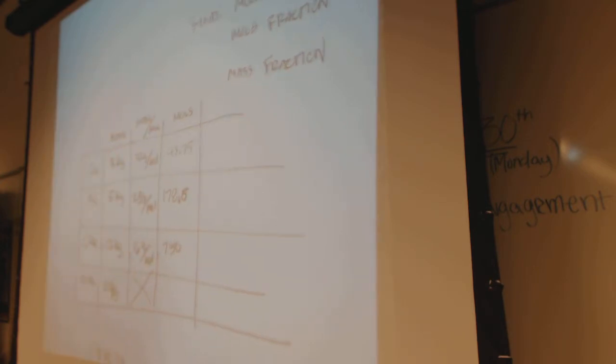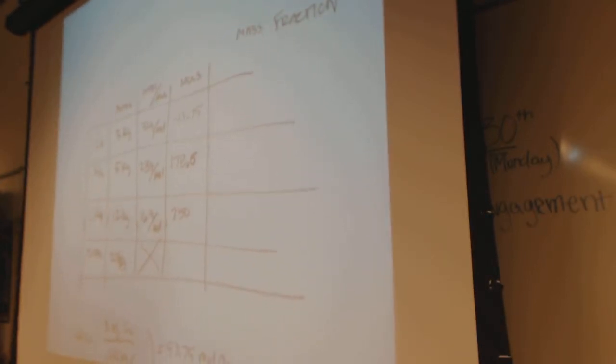What do these numbers of moles add up to? 93.75 plus 178.5 plus 750, something like that. Yeah, 1022.35.